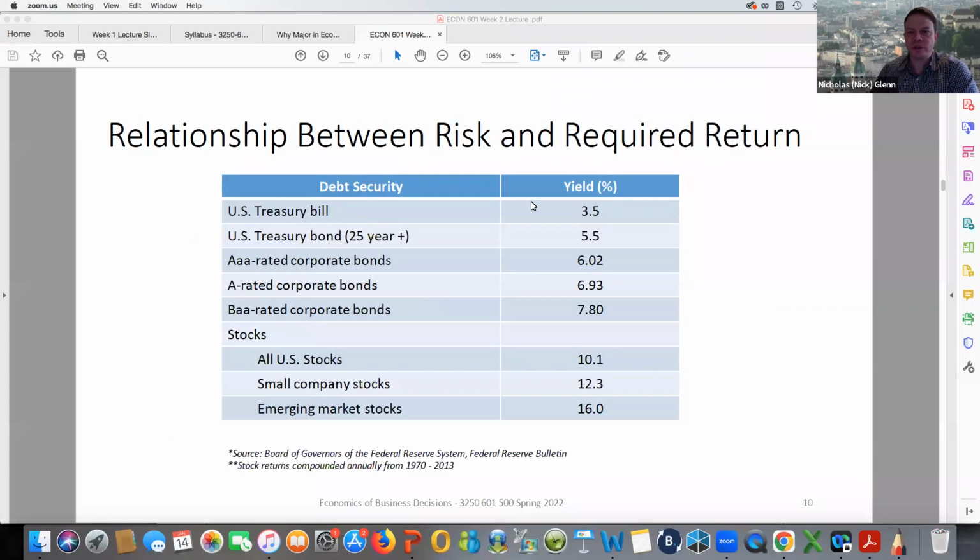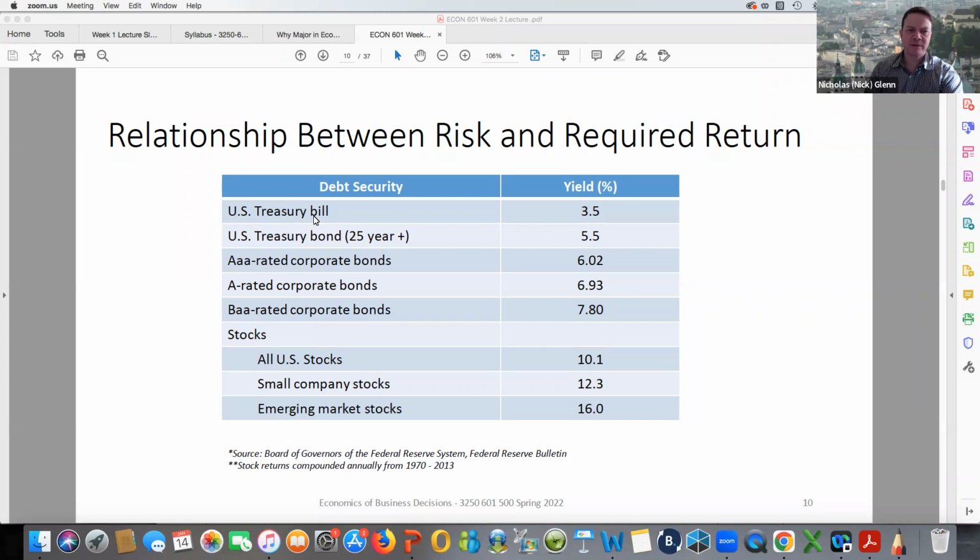All right, to show this relationship between the expected return on investments and how it adjusts with risk, here we're looking at these debt securities. All right, so the U.S. Treasury bill, taken from 1970 to 2013, will on average give a yield of 3.5%. Now, these Treasury bills are short term, like 6 months to a year.